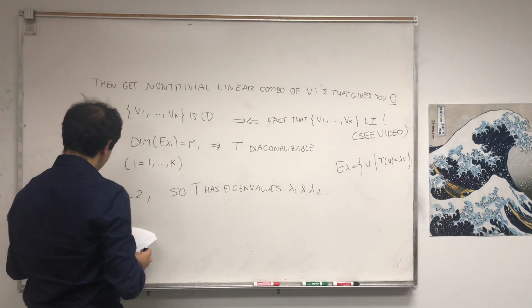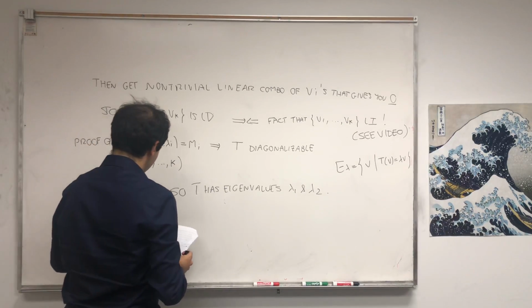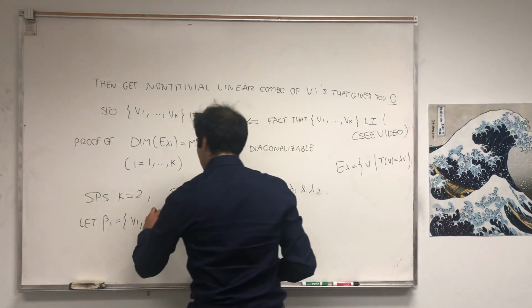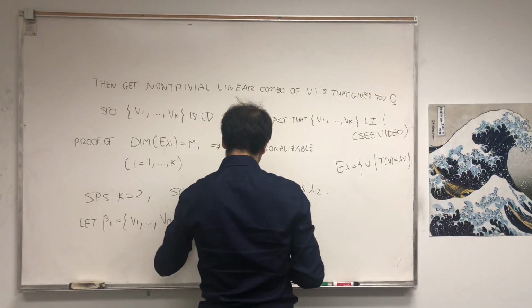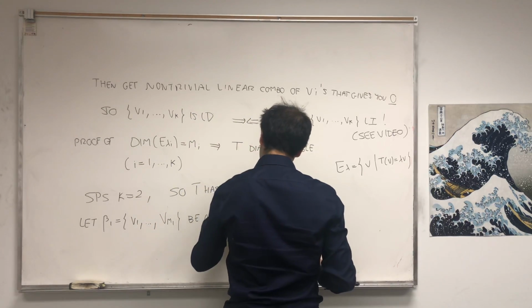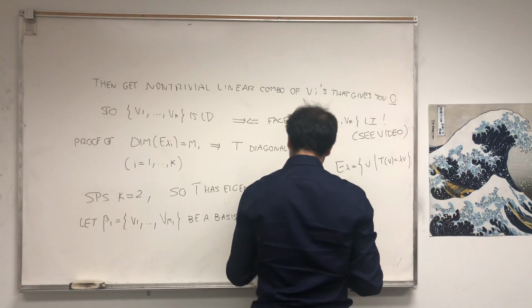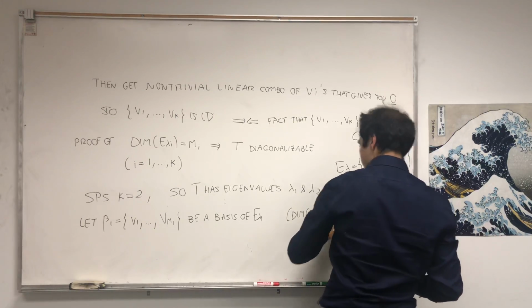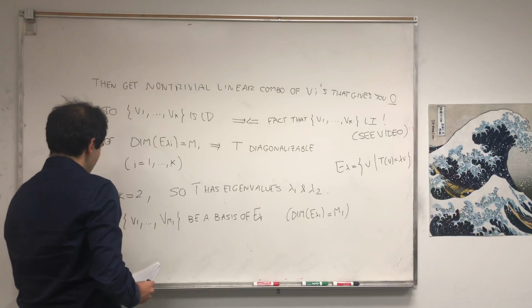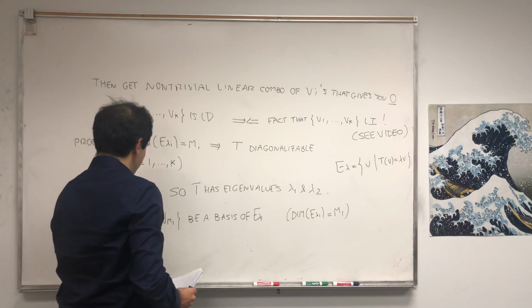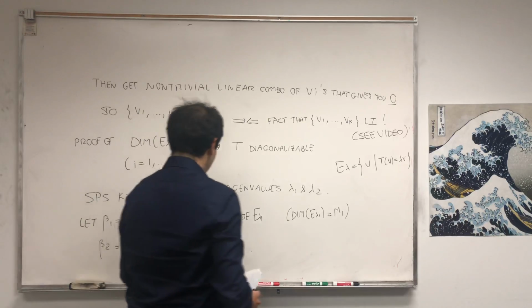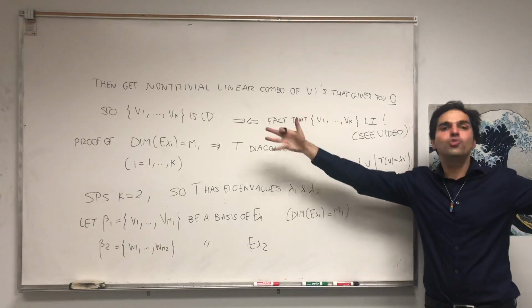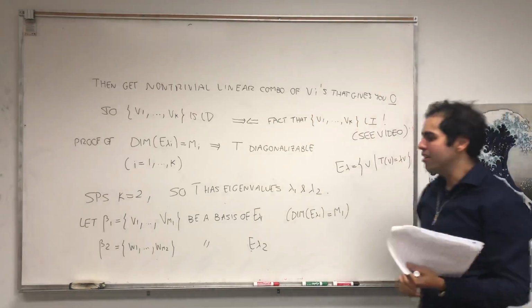So let beta 1 be V1 up to Vm1, since the dimension is M1, a basis of E lambda 1. I'd like to remind you, the dimension of E lambda 1 is M1. And beta 2, which is W1 up to Wm2, be a basis of E lambda 2. So this is the analog of the two bases I gave you for the other matrix.